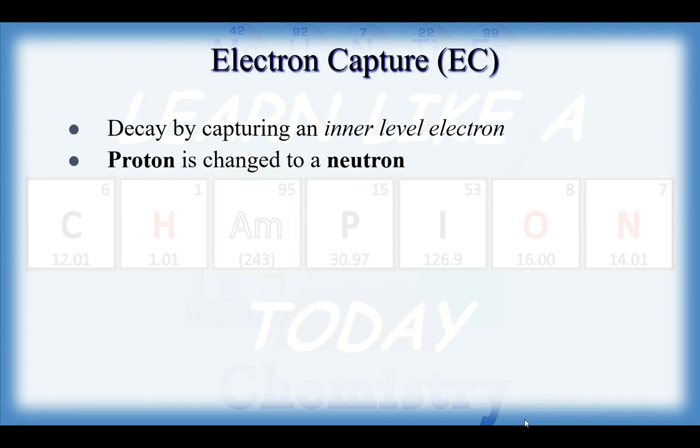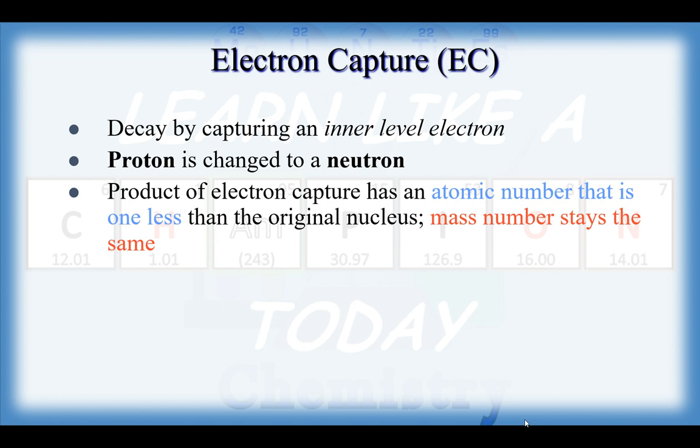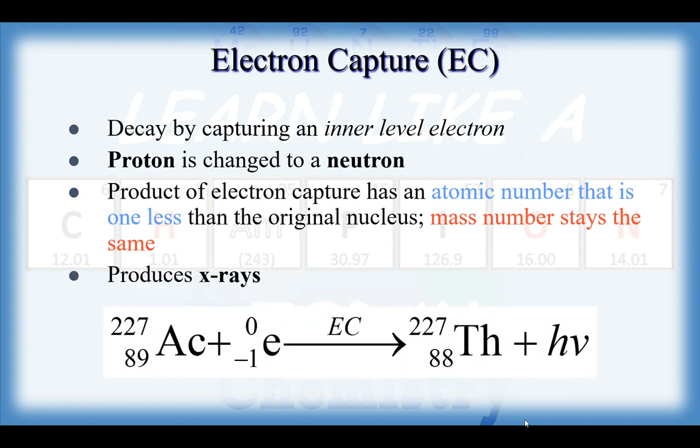A proton gets changed into a neutron, very similar to what we saw with positron emission, except your particle is not a positron being emitted, rather, it's an electron serving as a reactant, if you will. So when we look at the equation, you'll notice the difference in where the decay particle actually is located. In electron capture, the atomic number of your daughter isotope is one less than the original nucleus, and the mass number stays the same. So it's very similar to beta decay, but the difference is that the electron is now on the left-hand side of the reaction.